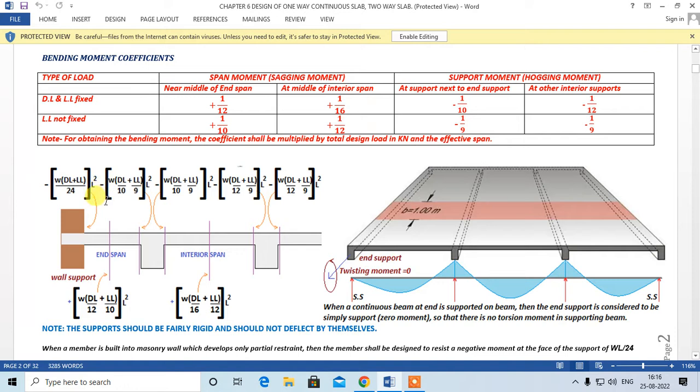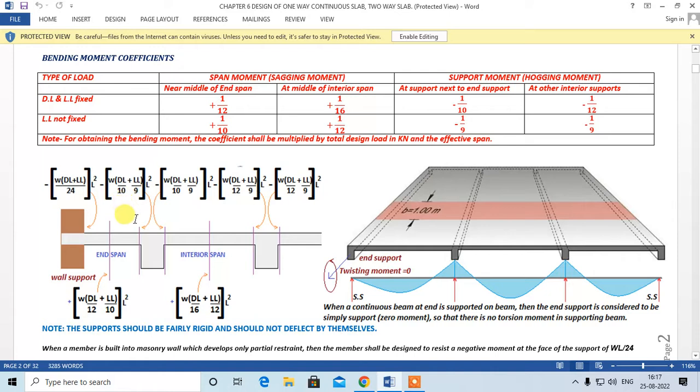Similarly, you can have the support moments. For this support, you will have one moment over here for this span and one moment over here for the other span. This is your support next to end support. This is negative because this is a hogging moment. So you will have dead load divided by 10 plus live load divided by 9, into L square, carrying a negative sign, because this is a hogging moment.